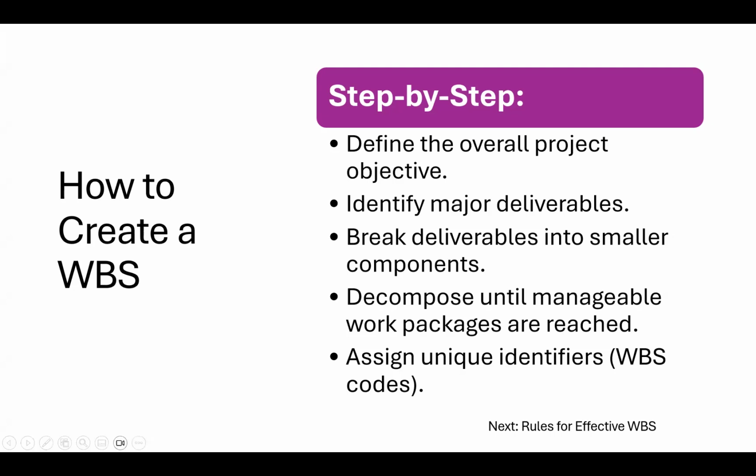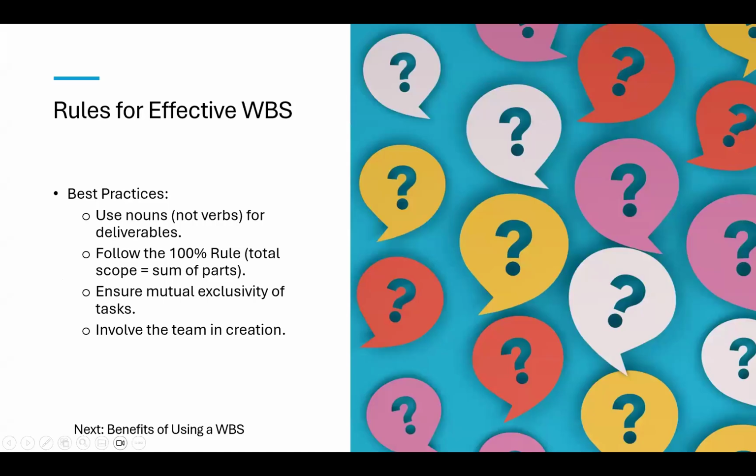Let's look at rules for effective WBS. Use nouns, not verbs, for deliverables. Follow the 100% rule. That is, total scope equals sum of parts. Ensure mutual exclusivity of tasks. Involve the team in creation. Well, maybe you want to also extend it to your shareholders, so everybody has a chance to assume part ownership of your project.